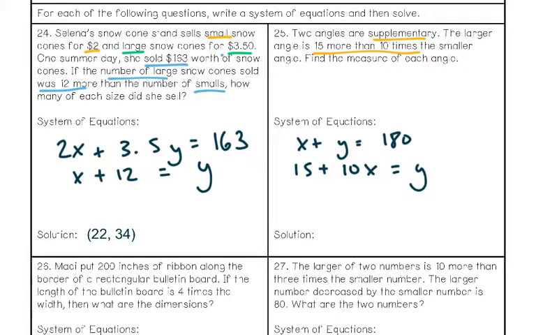Since it's set equal to y, I'm going to put what y equals into the y in the first equation. Then I'm going to solve. When you do that, you get that the smaller angle is 15 degrees and the larger angle is 165 degrees. Let's look at the next one.